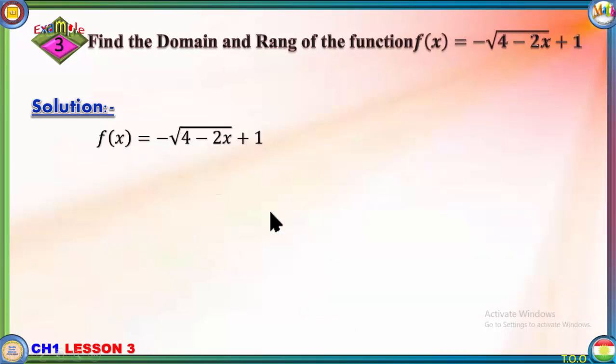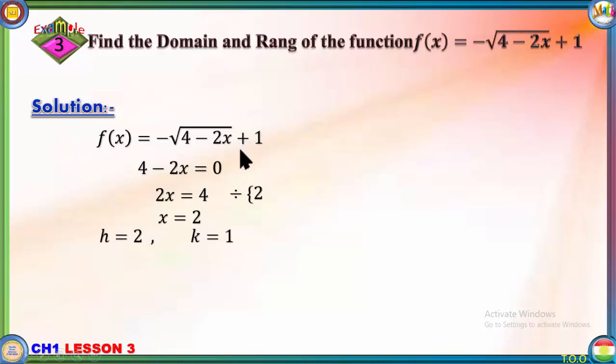Example number 3. To find h, we cannot find h here directly, so to find h, every time you can take the expression under the square root and equate it to 0. Then x minus 2x is equal to 0. Then taking 2x from left to right, then 2x equals 4. Dividing by 2, then x equals 2. Therefore h is 2 and k is 1.